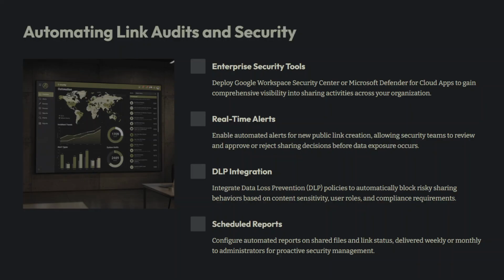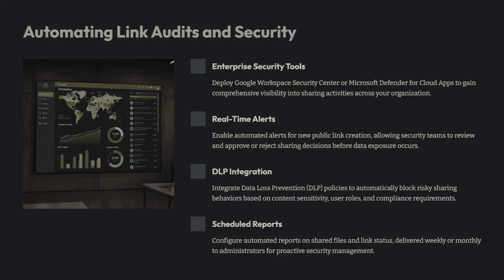The first thing you want to set up are real-time alerts for new public link creation. So you get a notification instantly. Instantly. If a user in accounting creates a public link to the budget, the security team needs an alert right away to review and approve or reject that decision before exposure occurs. That's truly proactive, stopping the problem before it's even a problem.